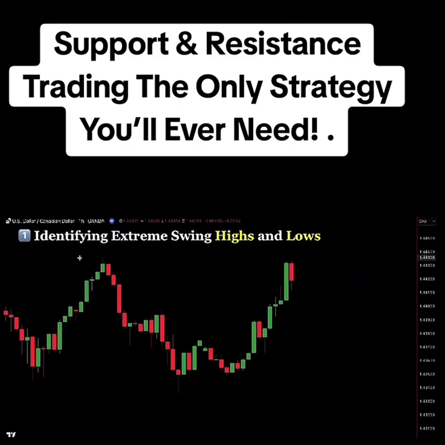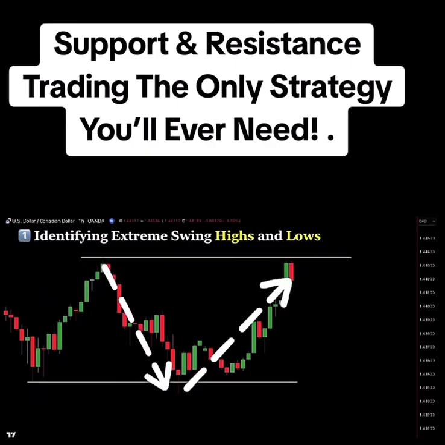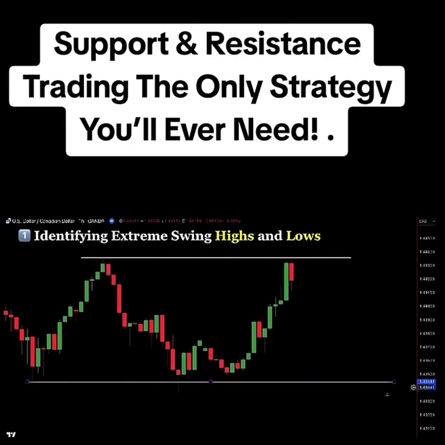Looking at the chart, we can see that price moved up, hit a high point and reversed. This is a swing high, a potential resistance level. On the other hand, price dropped to a low point, bounced back up, and that marks a swing low, a potential support level. But identifying these levels is just the first step. We don't take trades blindly just because price reaches a high or low. We always wait for confirmation from price action before making a move.